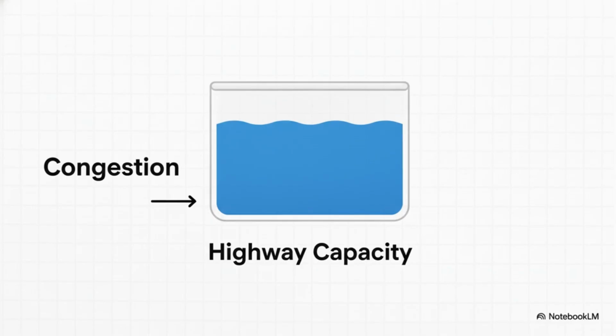To get our heads around this, let's picture a really simple physical system, a water tank. Think of our highway as this tank, and right now, it's pretty much full. The water level is high, and that high water level, that's our congestion.